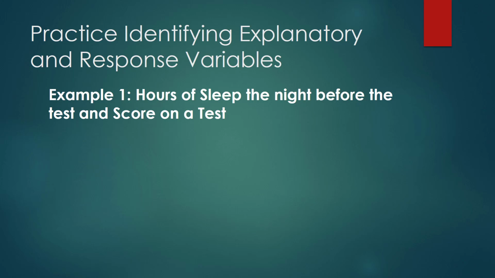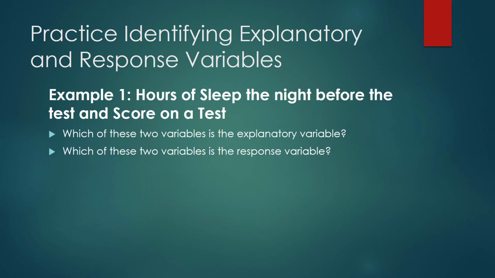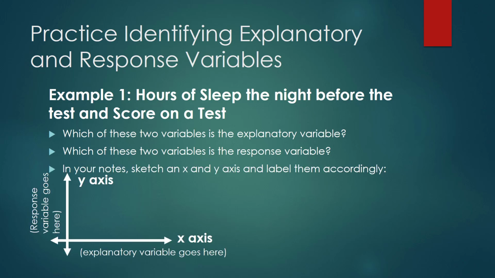Let's practice identifying explanatory and response variables. Example 1, hours of sleep the night before a test and the score on a test. Which of these two variables is the explanatory variable? Which of these two variables is the response variable? In your notes, sketch an x and y axis and label them accordingly. Pause this video, write your answer, and then unpause the video to check your work.